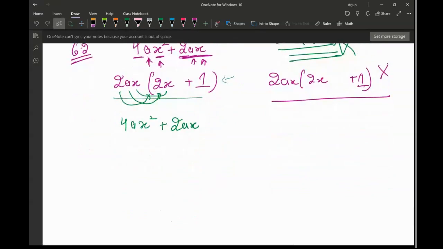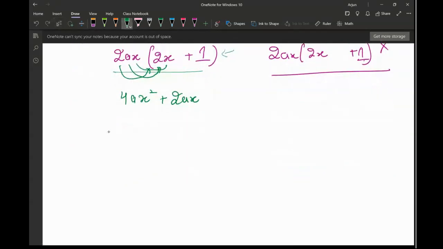Now let's look into another question. The terms given to me are 6a^5x^2 minus 9a^3x^3 plus 3a^3x^2. Now what can I take common? This is 6, this is 9, this is 3.